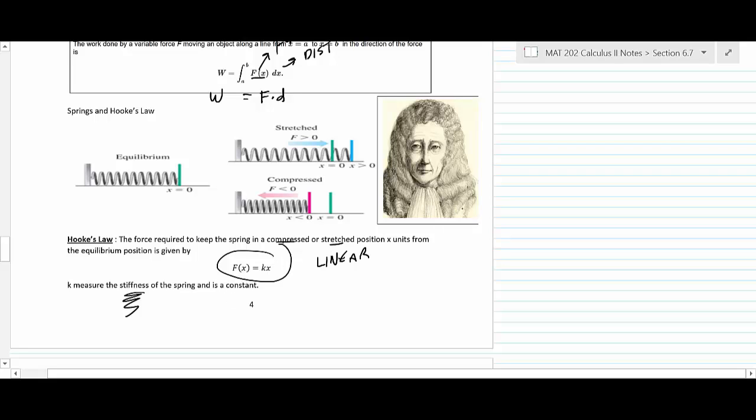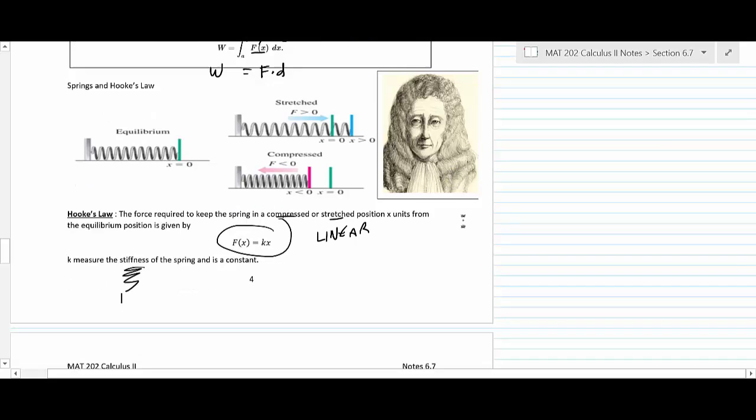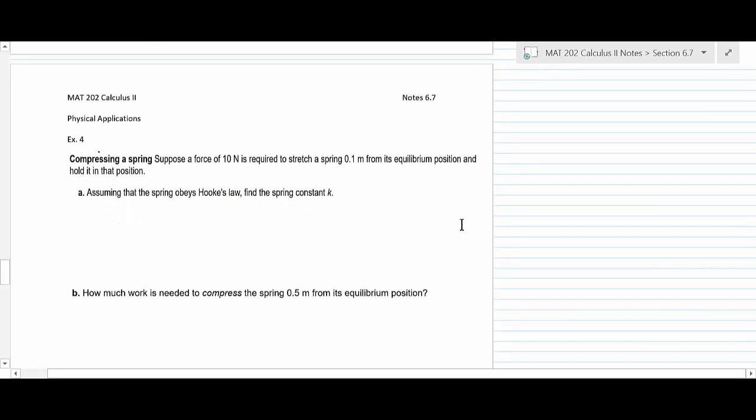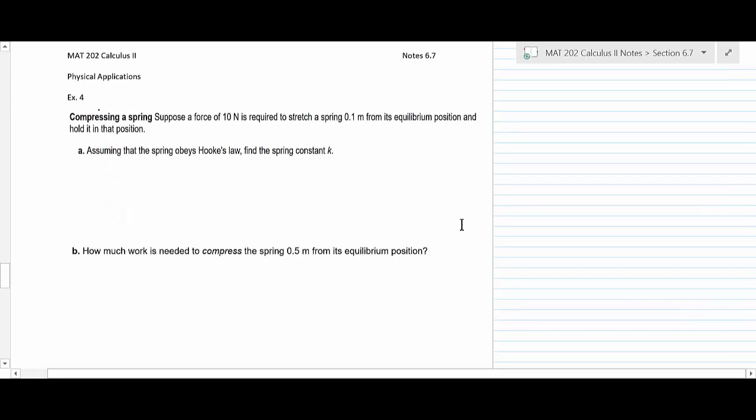Now I'm going to work one example out that's pretty straightforward. This is kind of what you'll get into a little bit in Hooke's law. First of all, this is what you're given. It says that it takes a force of 10 newtons. Whenever you see N, that's newtons. Then you're stretching that a distance of 1 meter from equilibrium position.